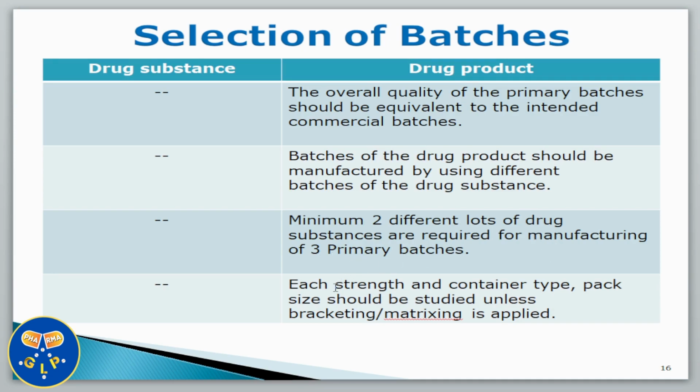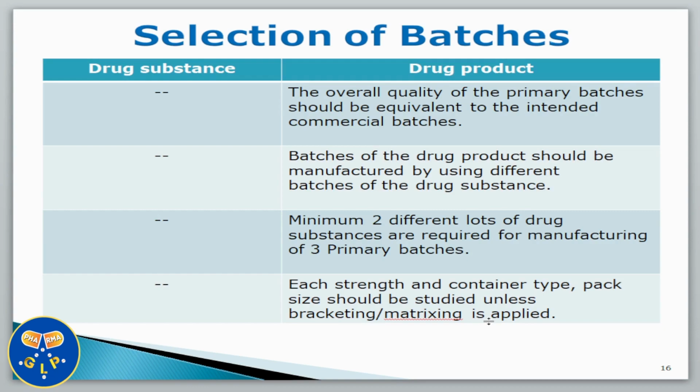The stability study should be conducted for each strength, each type of container and pack size unless it is covered under bracketing or matrixing. The bracketing or matrixing are reduced designs for stability study, where the testing frequency is reduced or certain factor combinations are not tested at all, and can be applied if justified.